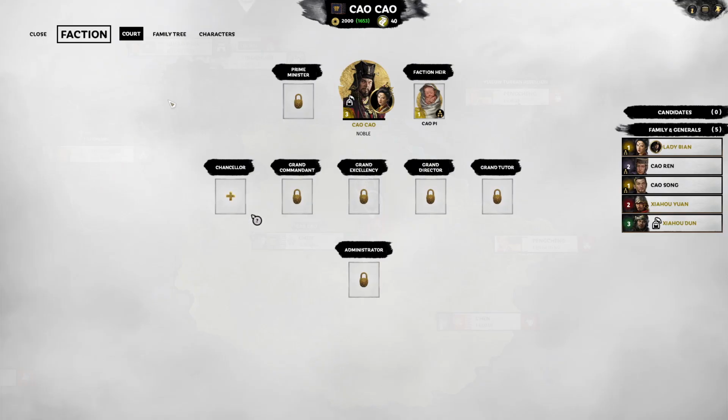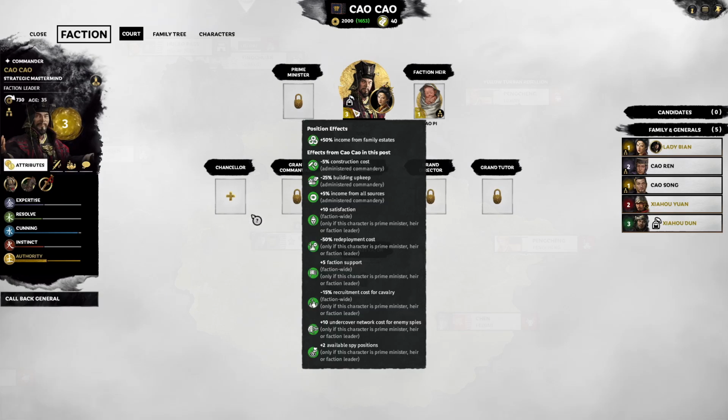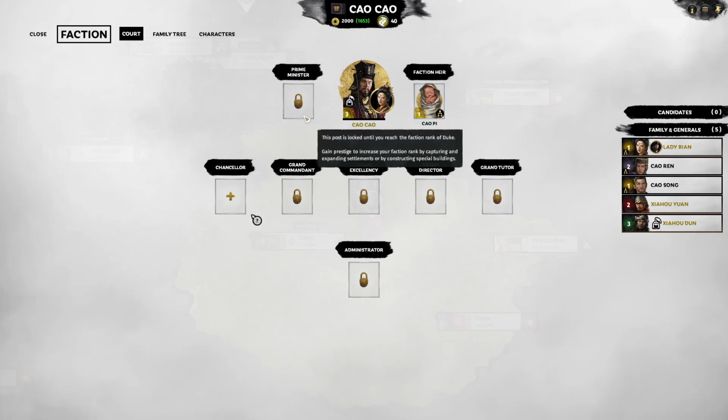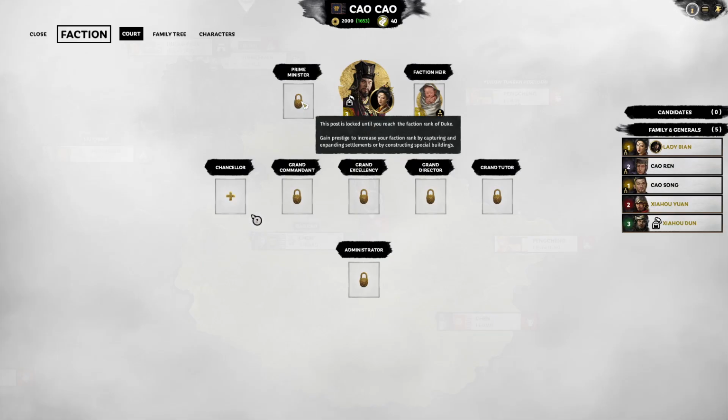Starting from the top, you have characters who can influence your whole faction, like your faction leader here in the middle. You also have your faction heir and a prime minister. As you can see, the prime minister position is currently locked away, and it says that this post is locked until you reach the rank of duke. We'll talk about faction rank a bit later on, as it's not super relevant on turn 1, so we're just gonna keep in mind that this is locked behind a faction rank and not go too much in detail about this at this point.